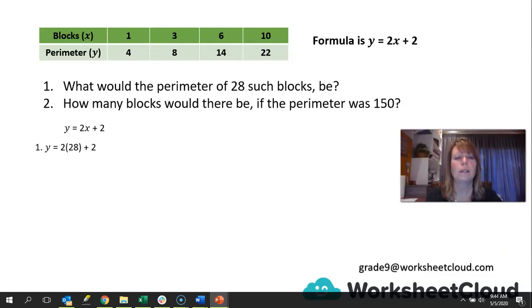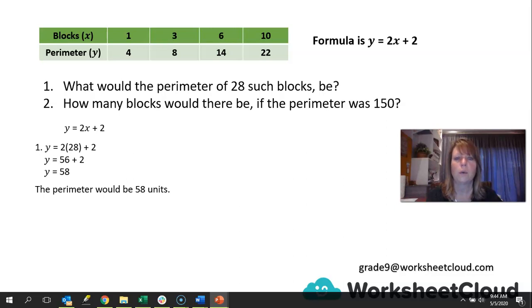So we would go y is equal to 2 times 28 plus 2. Okay, everybody happy with that? Y is then equal to 56, because 2 times 28 is 56, plus 2. Y is equal to 58, so the perimeter would be 58 units. Remember, it didn't give us an actual measurement, didn't give us centimeters, millimeters, or meters.